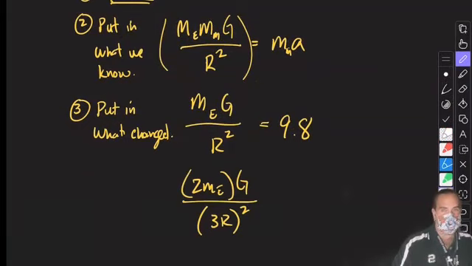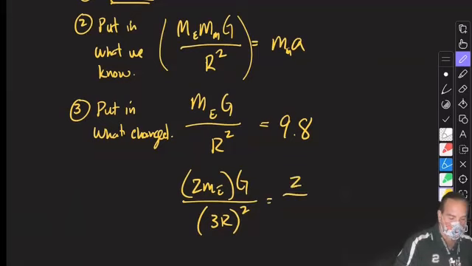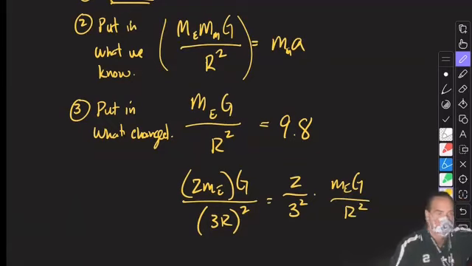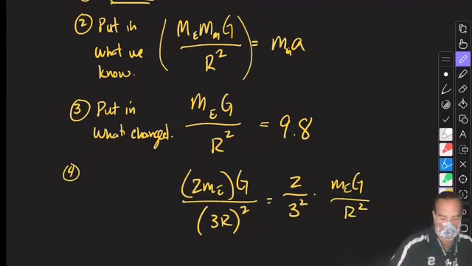Now, this part's hard for students, but still work it out. Pull out all the variables. Isolate the variables away from this, meaning I'm going to have a 2 and a 3 squared, but next to that I'll have m, G over r squared. I'm pulling away the variables and putting the numbers together. So this is step 4. Isolate the variables.